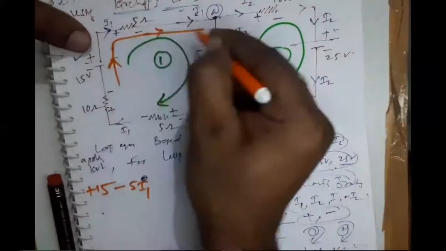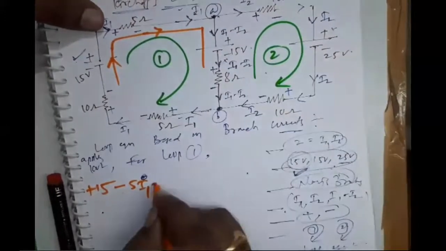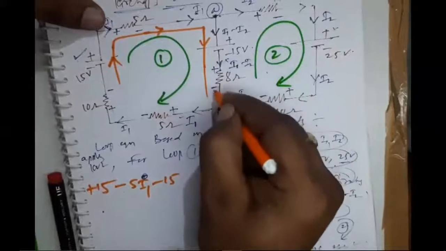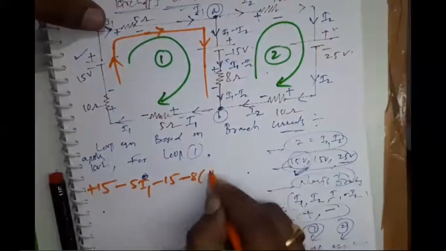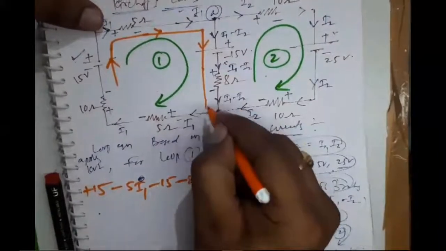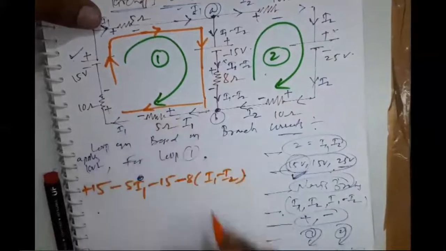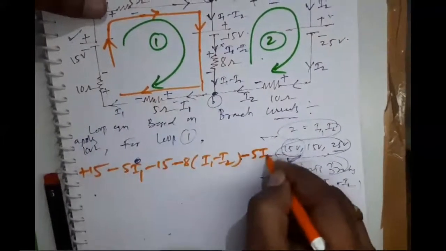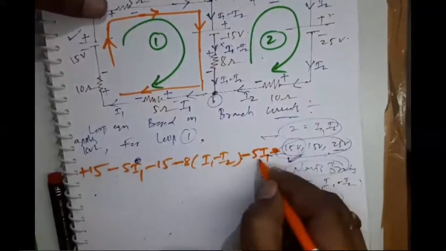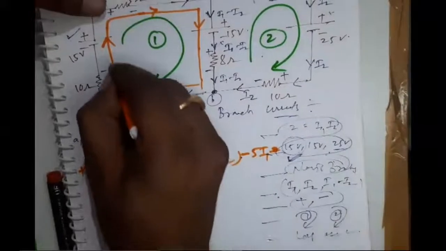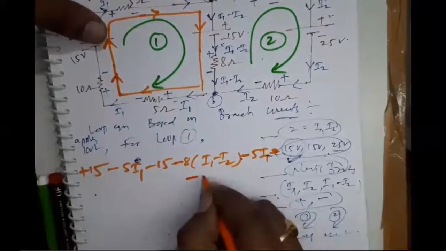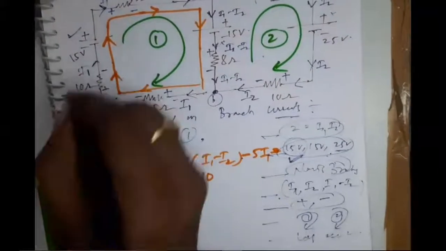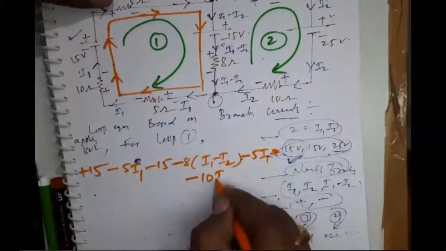Hence the leaving sign is negative of the voltage drop, negative 5 I1. Hence the leaving sign is minus 15. The leaving sign of this branch, with the voltage drop, is minus 8 times I1 minus I2. The leaving sign of this branch is minus 5 I1. For this, the leaving sign is minus 10. What about this current? Let me draw this current carefully. The current is I1, minus 10 I1 is equal to 0.